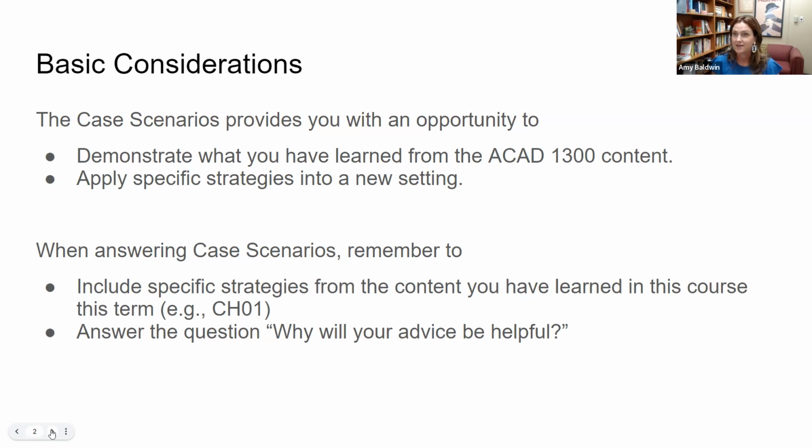Also, again, use specific strategies from the chapter or chapters that you are being connected with. So if it says chapter 1, or chapter 1 and chapter 3, you're going to want to pull your information and what you know from those. And then don't forget to say, why will your advice be helpful? What would the implications of doing those new strategies be?